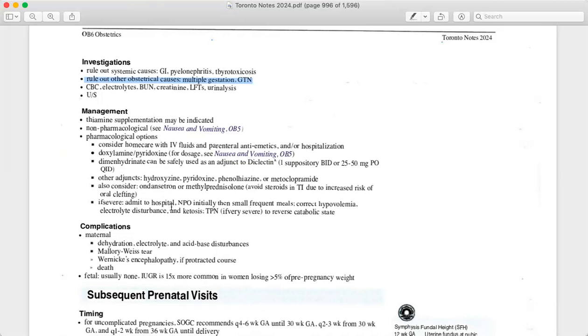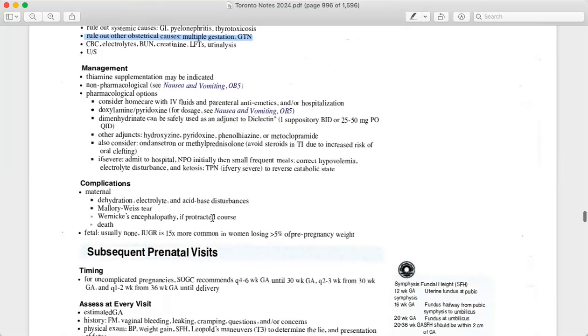If severe, admit the patient, small meals, correct hypovolemia, electrolytes, and ketosis, then TPN. Now, based on the scenario, you are going to see what they have given in the scenario.